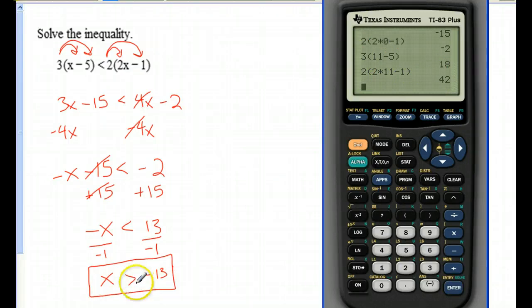Okay, but if I plug in something that doesn't satisfy this, like for instance negative 14, 3 parentheses negative 14 minus 5, there's the left side. And then on the right side 2 parentheses 2 times negative 14 minus 1. Negative 58 is less than negative 57, so now this order symbol doesn't work. The left side is not less than the right side, it's backwards. So that's what we mean by this is the solution. Anything that satisfies this will satisfy the original.